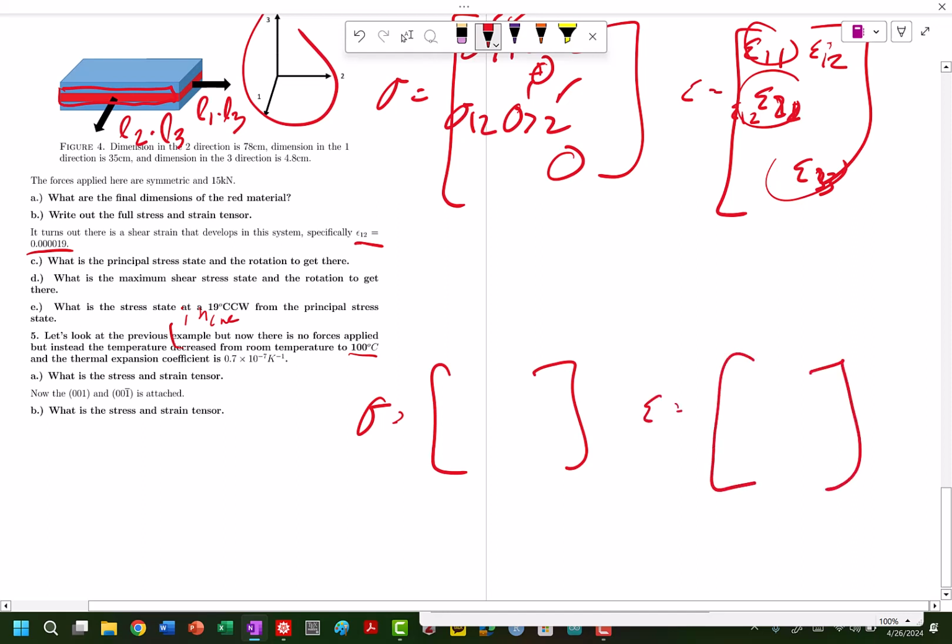So what's happening here? Temperature increases. These rigid walls are going to constrain it in the 3-3. So there's going to be a stress in the 3-3. There's not going to be any strain in the 3-3. There will be strain in the 1-1 or the 2-2. I don't know why I keep thinking that's 1-1. There will be strain in the 1-1, and then there's going to be no stress here, no stress here. So let's go ahead and solve for this.